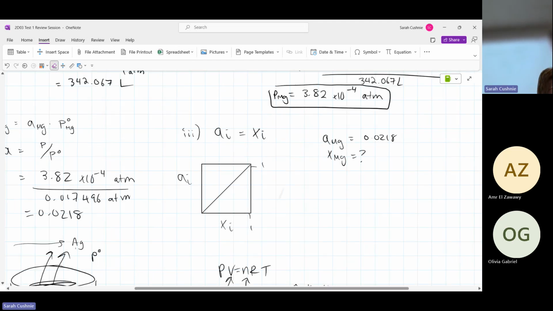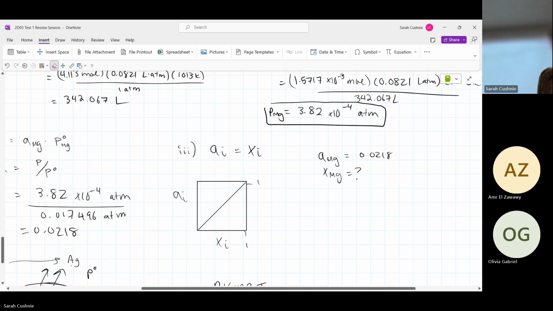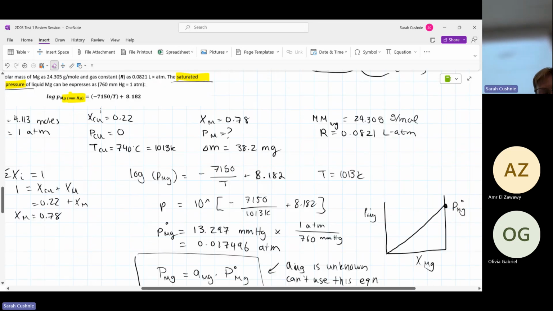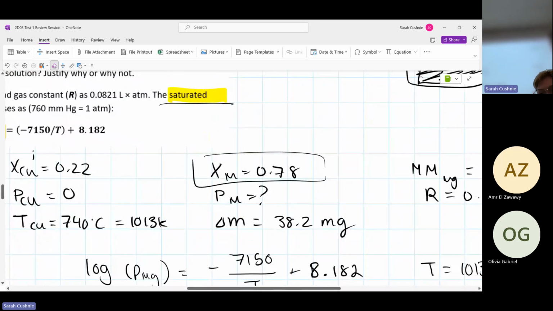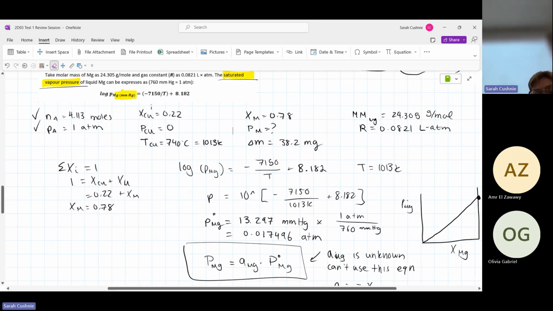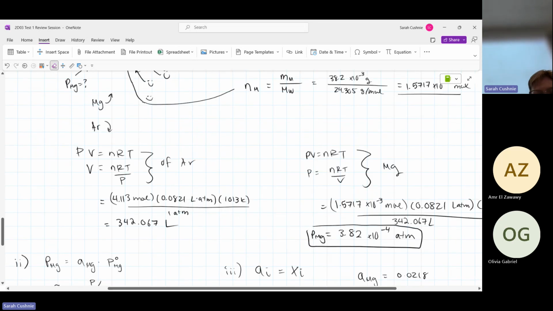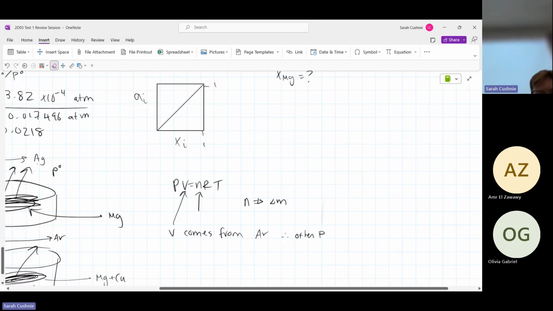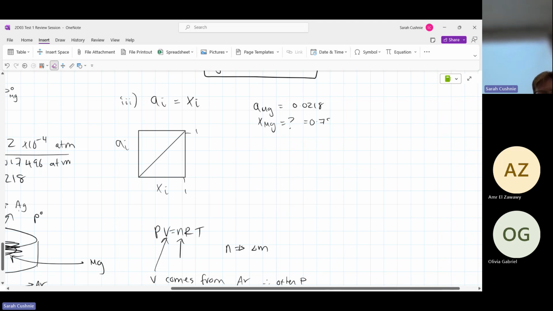We remember back at the very start, when I said I don't actually know if we're going to need xMg, but I'm going to calculate it anyways, because I'm given one of the molar fractions, so I'll find the other one. We're actually going to use that. I just calculate that by habit. So xMg is equal to 0.78. These two are not equal. Therefore, not ideal.